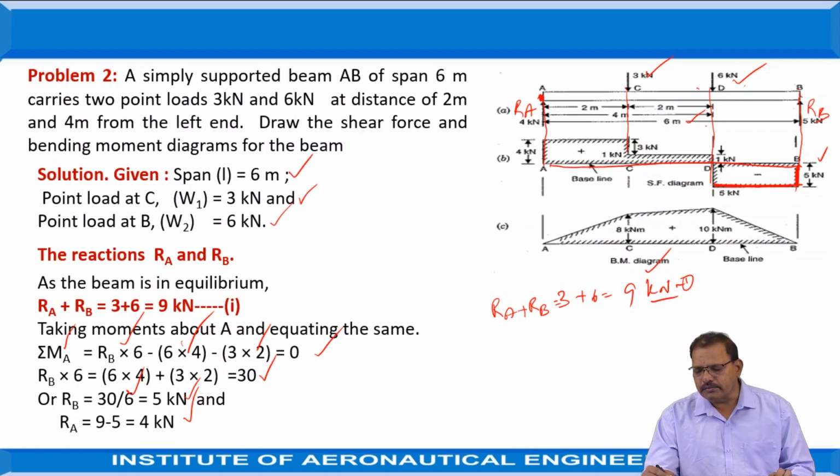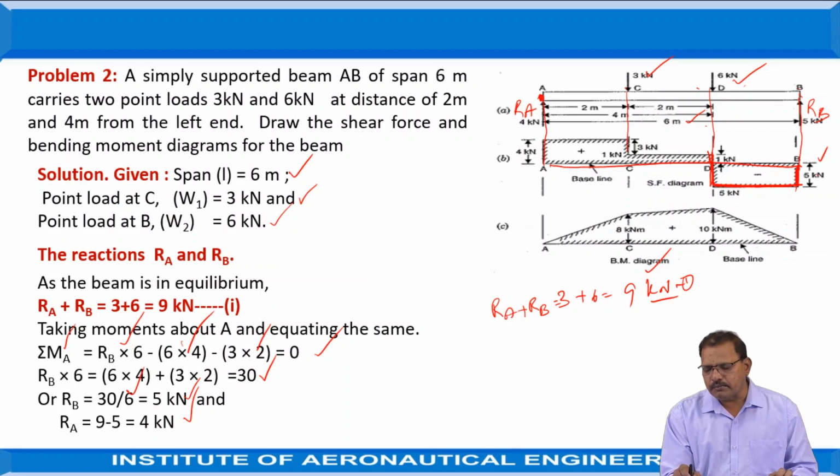But at D suddenly a 6 kilonewton force is acting, again in the downward direction, which is positive. Here 5 is negative, 6 is positive. The remaining resultant force is equal to 1 kilonewton, that is 1 centimeter up. So draw up to 1 centimeter in the upward direction.